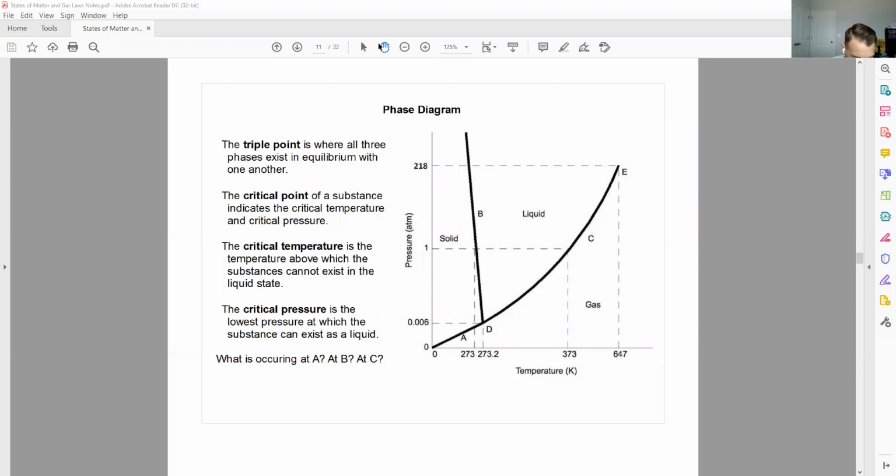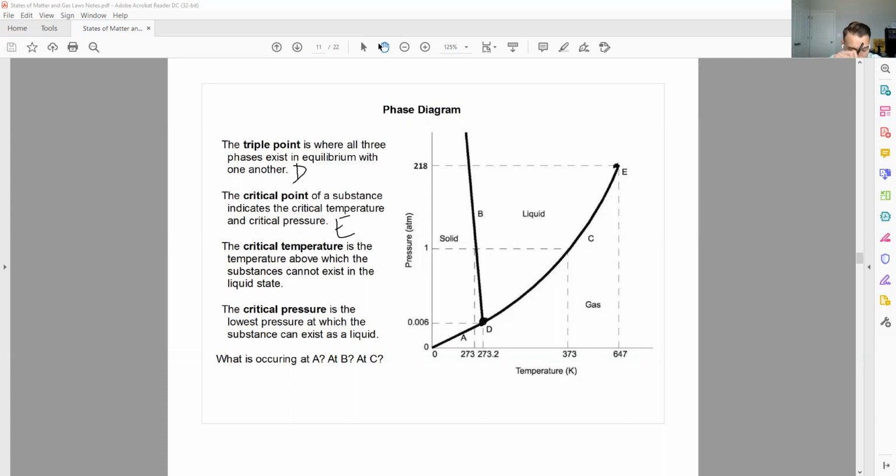So some points on this graph that are important. Point D right here is the triple point. And this point, which is labeled 0.006 atmospheres and 273.2 Kelvin, is the triple point where all three states of matter occur. So you have a solid, a liquid, and a gas. The critical point is E right here.